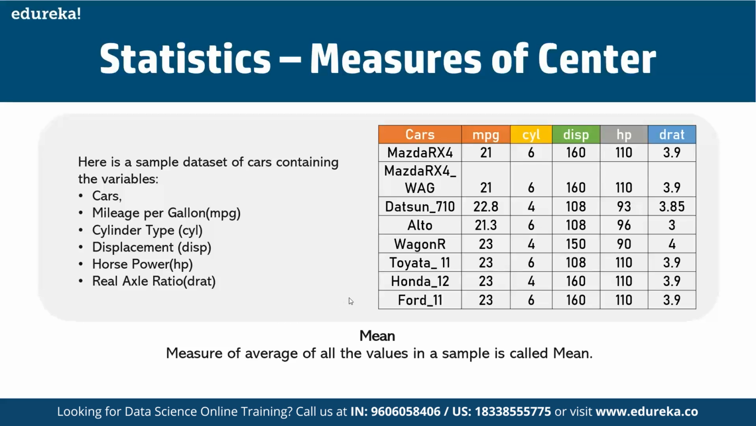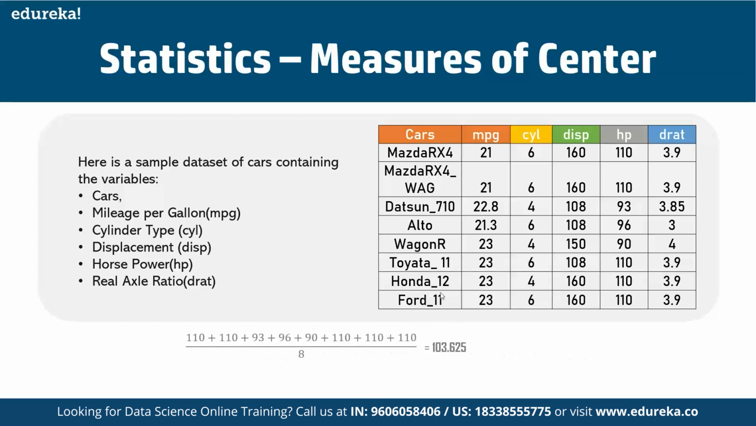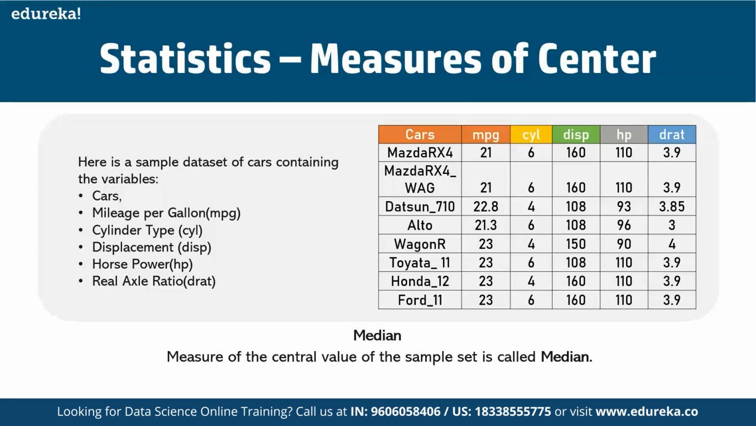I'm sure you already know how to calculate the mean of a value. Mean is basically the average. In this example, we are just taking this particular column called HP, from a cars data set. Here we've taken the HP value, horsepower: 110, 110, 93, 96. How do you calculate the average? Add all these values and divide by the total number of rows, which is 8, and you get an average of 103. This is called the mean. How do we find the median? For the median, we need to find the measure of the central value.